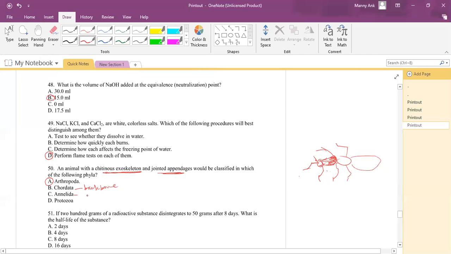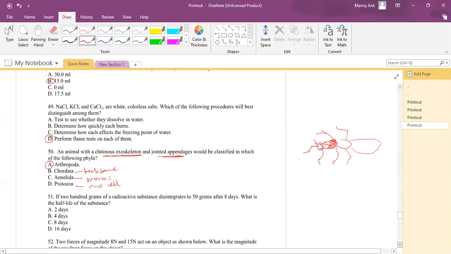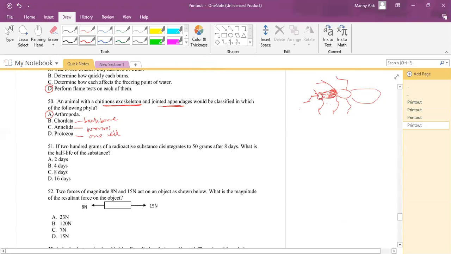Annelida, annelids, these are worms. The worms belong here. Protozoa, protozoa are one-cell organisms. The example of protozoa would be like amoeba. Amoeba is an example of a protozoa.